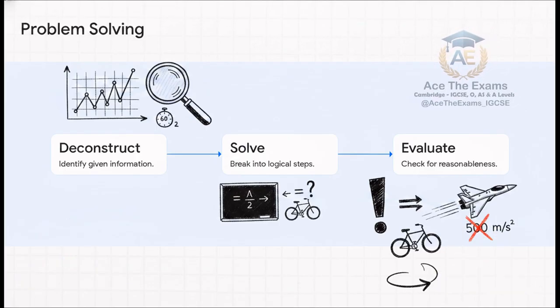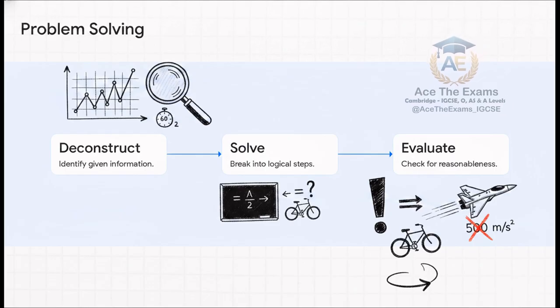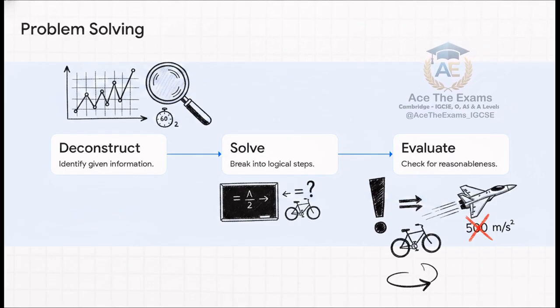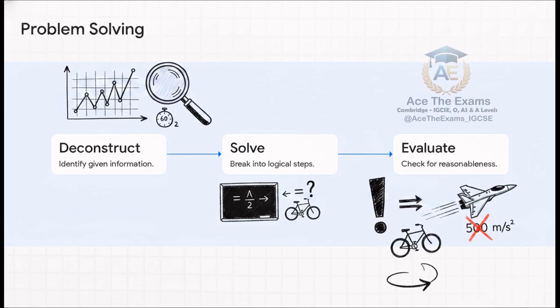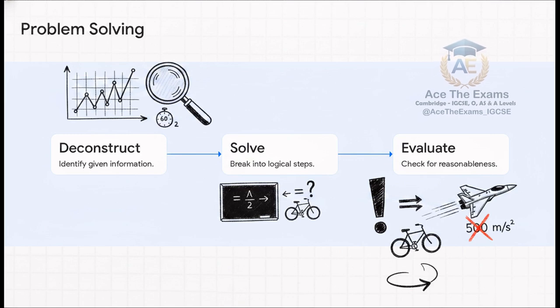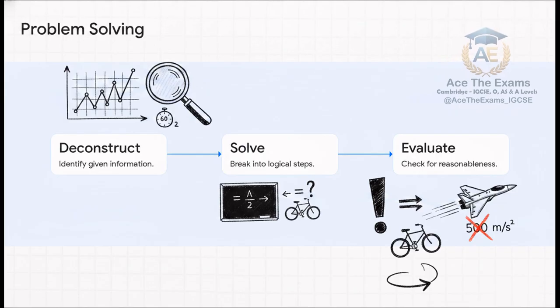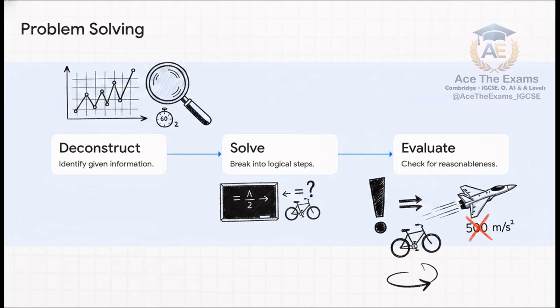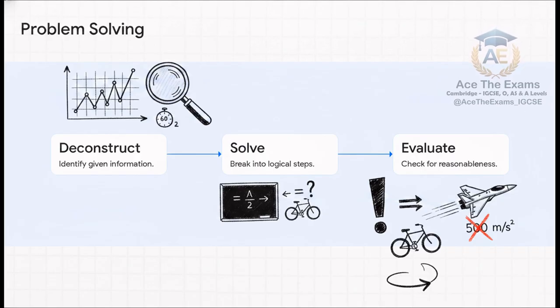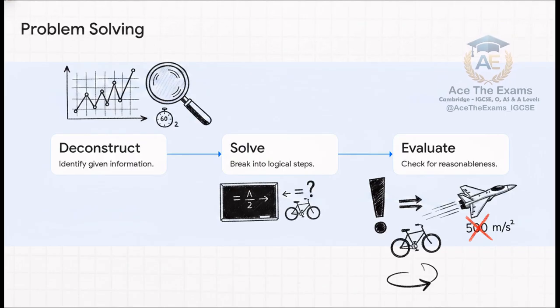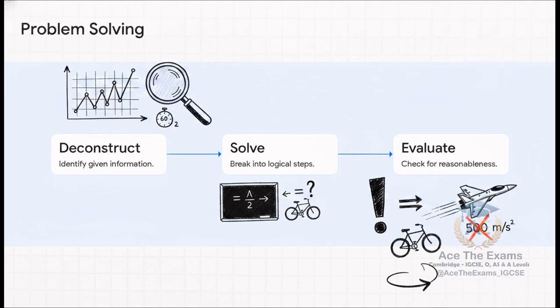Write the formula. Substitute the extracted values. Calculate. And challenge 3, evaluate and check for reasonableness. This right here is where you find the flaw. Look, if you just calculated the acceleration of a regular bicycle and your answer is 500 meters per second squared, you need to evaluate that. That is literally faster than a fighter jet taking off. Check for reasonableness. It means you probably multiplied when you were supposed to divide. This deconstruct, solve, evaluate cycle, it is your ultimate safety net.